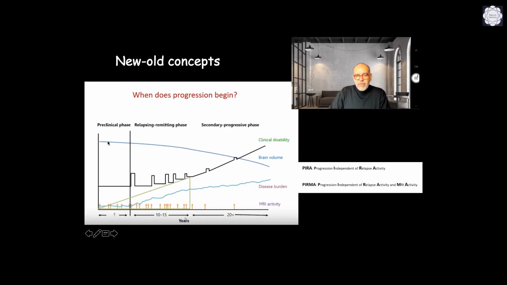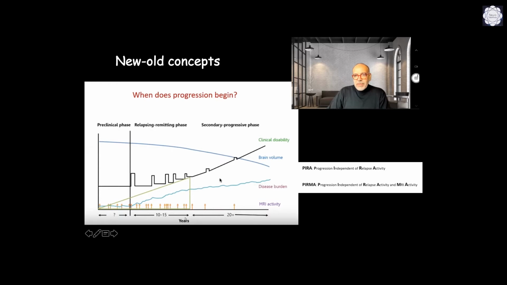Then we have the brain volume, which is very important. You can see here that the volume of the brain starts to lower in the preclinical phase, and it steadily goes down over the course of the disease. But I would like to point out this curve, the clinical disability, which means progression. Progression means an accumulation of disability over time that does not improve. It's sustained, and it is not related to exacerbations. But we usually localize this progression in the progressive phase.